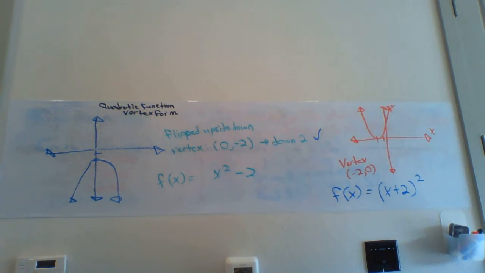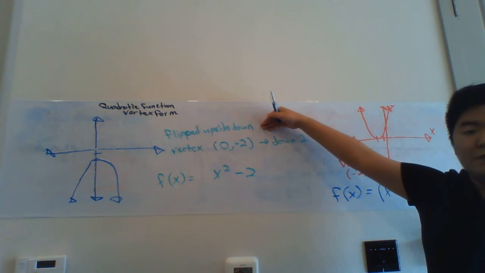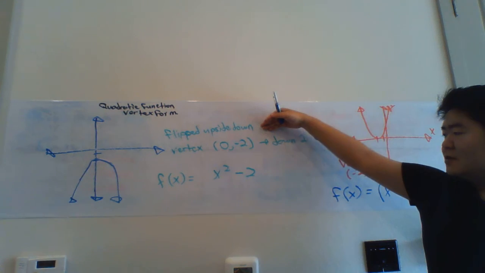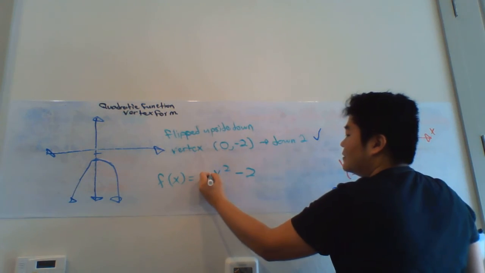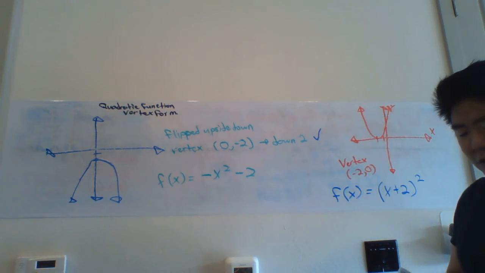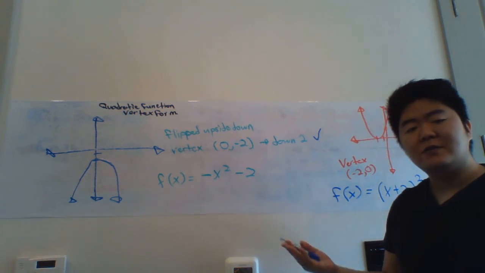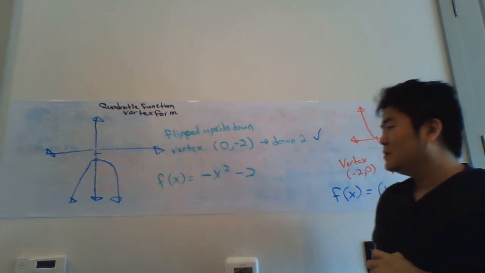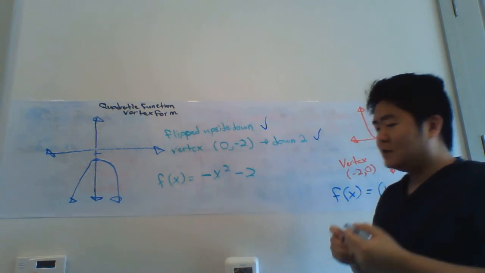Check it off. And then we have the flipped upside down. If you guys remember from a little bit earlier, flipping it upside down, all you have to do is put a negative at the front of the function. And that's it. That is your function. And we'll check this out as well.